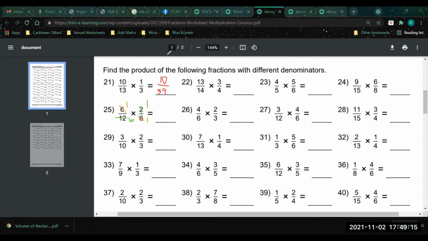Then you go ahead and multiply. So 1 multiplied by 1 is 1, and 6 multiplied by 1, you would get 6. So your answer would be 1/6.